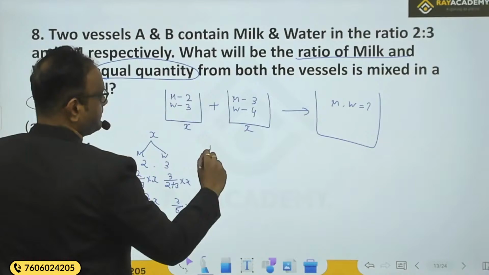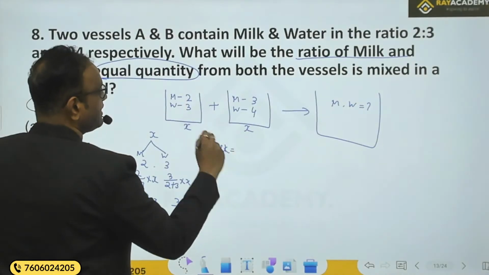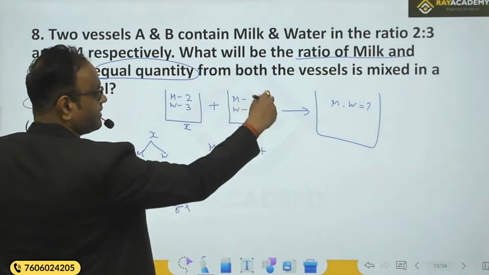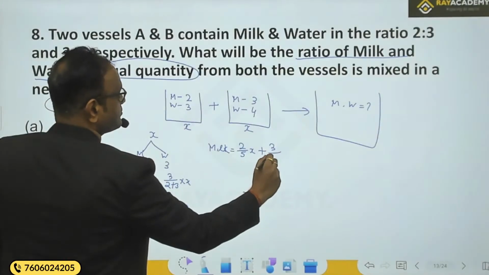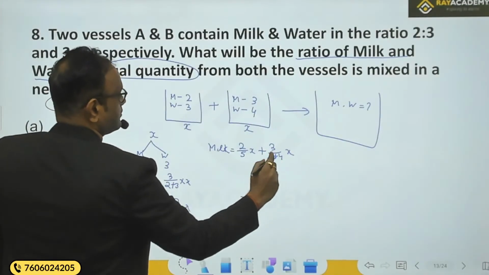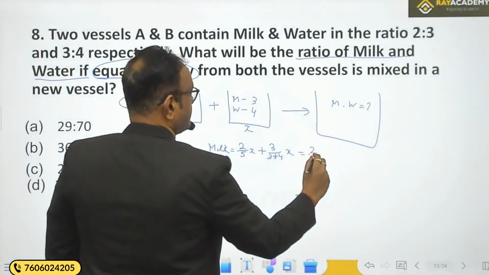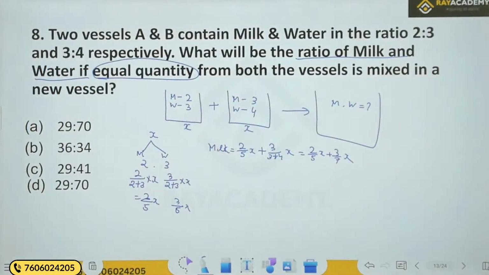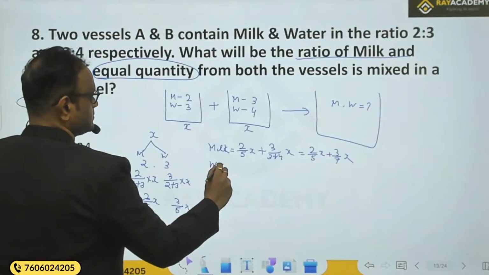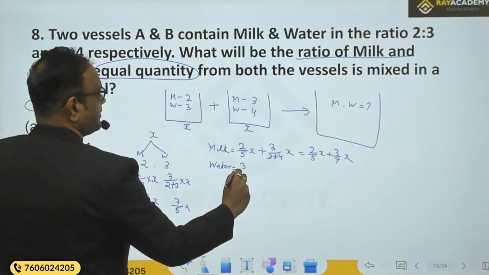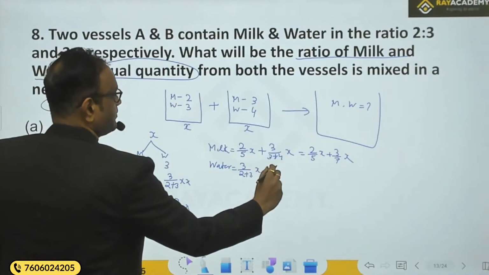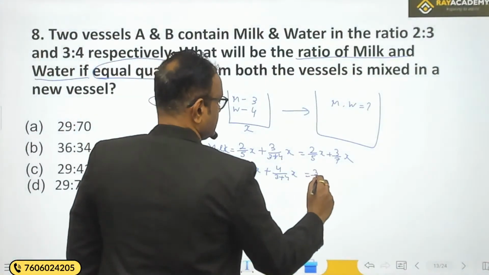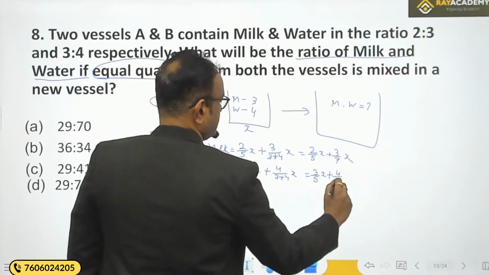So what should I do? Just simply, total milk: how much will come from the first container? 2 by 5 x. How much from the second container? Similarly, 3 by 3 plus 4 into x. So you are getting milk of 2 by 5 x plus 3 by 7 x. Okay. Similarly, you can find out water. How much water will come? 3 by 2 plus 3 x plus 4 by 3 plus 4 x. So you are getting 3 by 5 x plus 4 by 7 x.